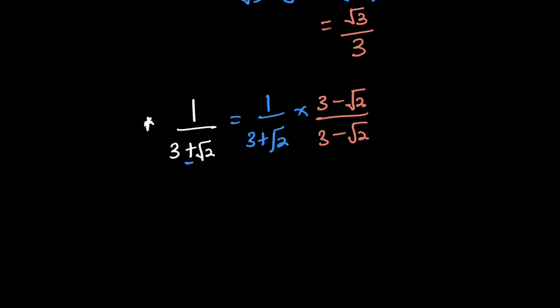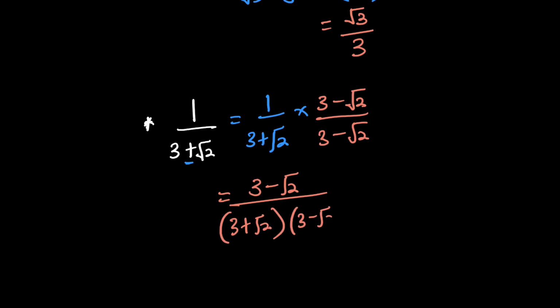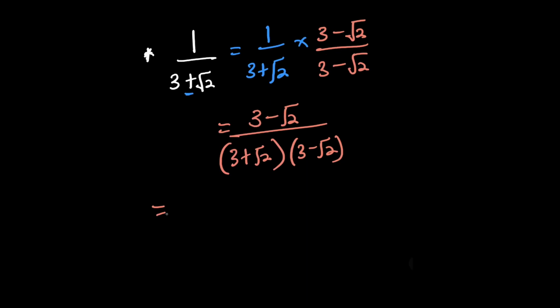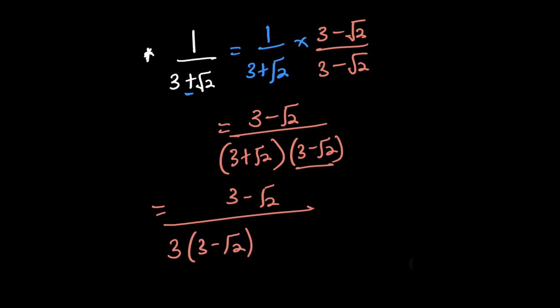So you are going to multiply the top, so we're going to have 3 minus root 2, and now we are going to have 3 plus root 2 all multiplied by 3 minus root 2. So we have to expand. So you're going to have 3 minus root 2 all over. Expanding this, we take this and multiply the whole of that, and we take this and multiply the whole of that. So you're going to have 3 into brackets 3 minus root 2, and then we have plus root 2, multiply the whole of this again, 3 minus root 2.